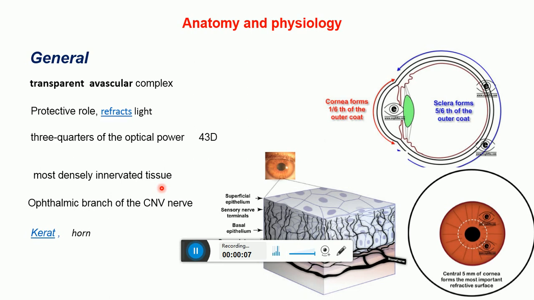Cornea is a transparent tissue. It covers the front of the eye. It forms the anterior 1/6 of the outer fibrous coat of the eyeball, while the remaining 5/6 is formed by the sclera.